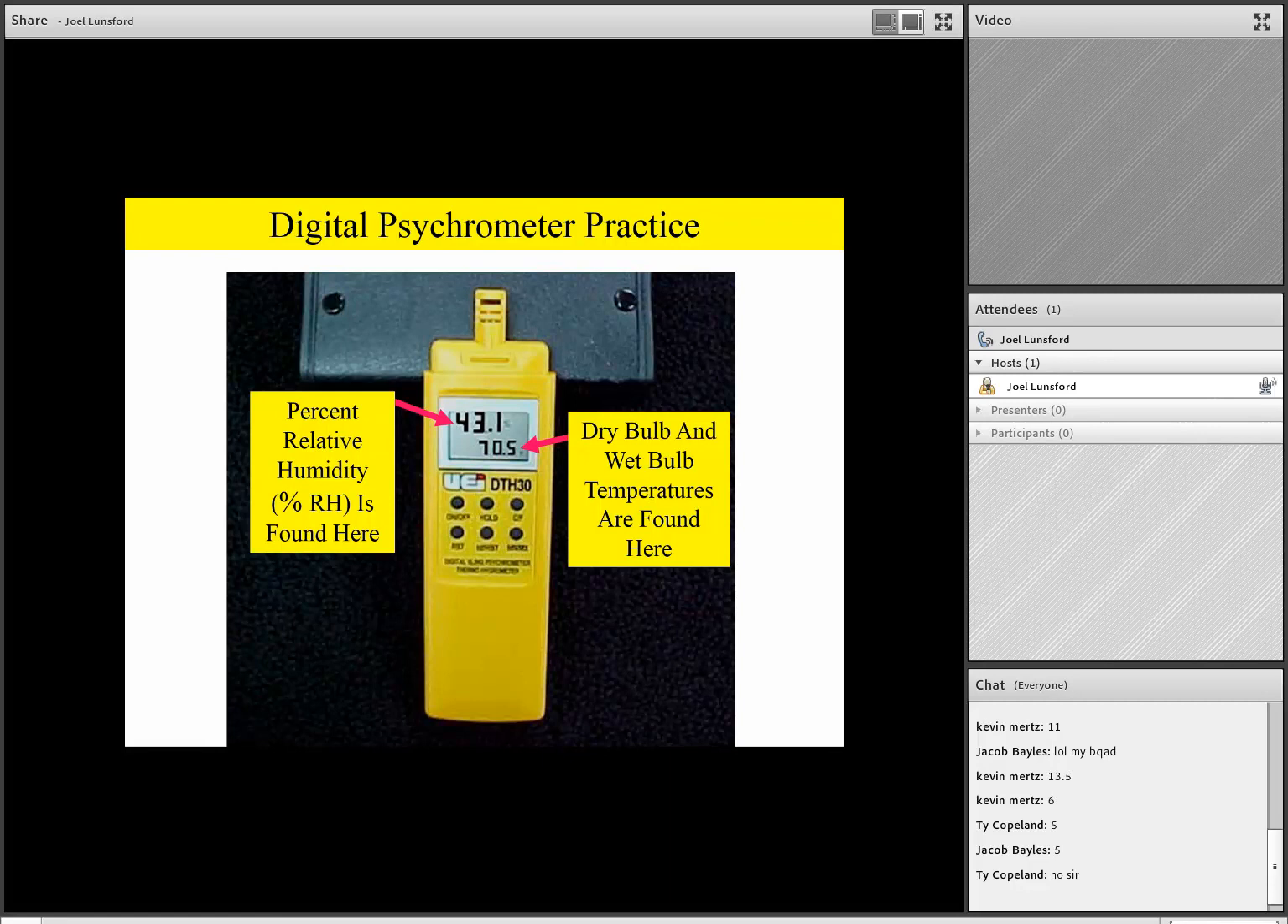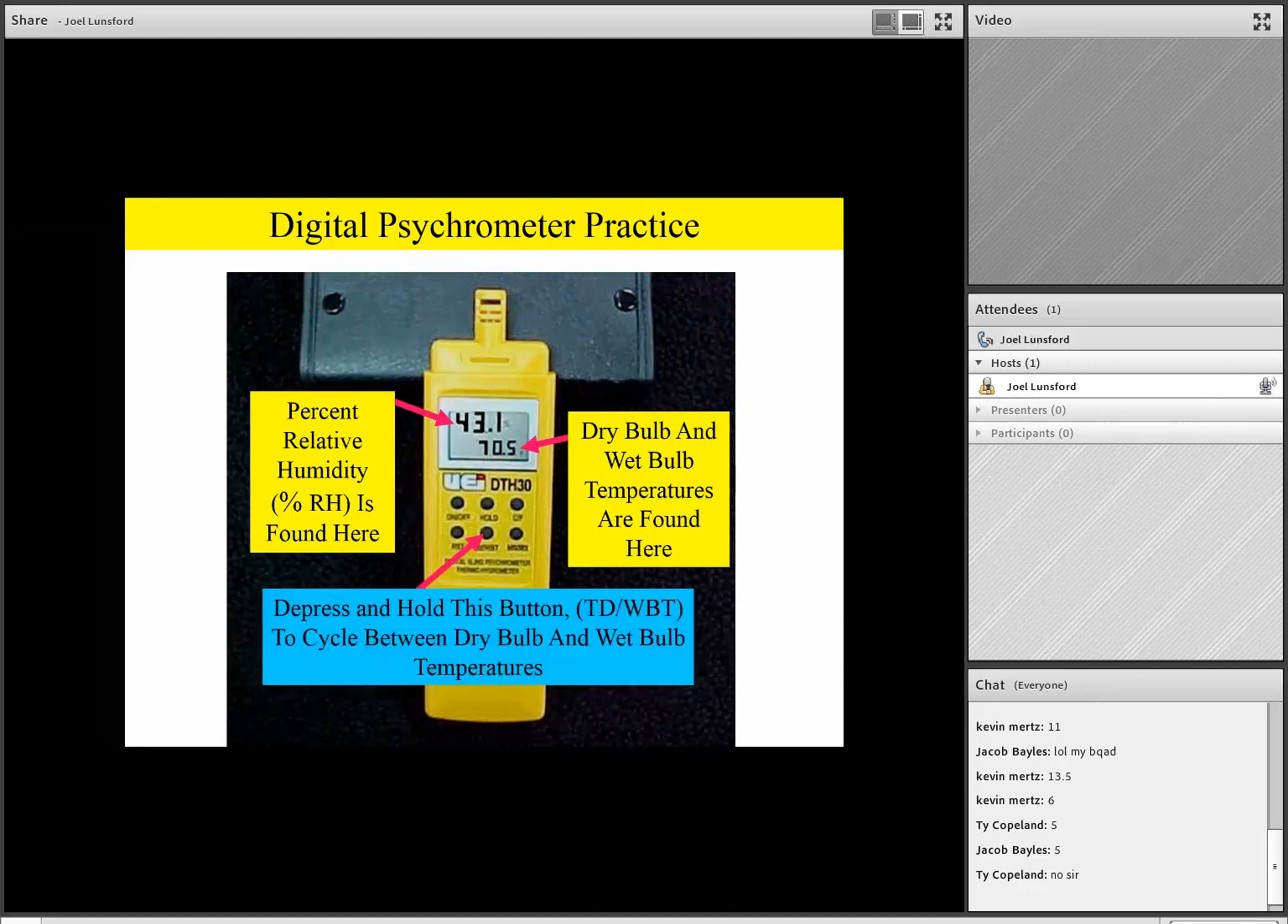Now remember, team, don't forget to remove the cap off the top of this digital psychrometer and just set it at the return grill and let it sit there for about a minute to stabilize. And then you can read wet bulb and dry bulb and relative humidity. Please note also on the digital psychrometer there's going to be a button of some type to allow you to cycle between wet bulb and dry bulb and other functions. So learn your tool well.